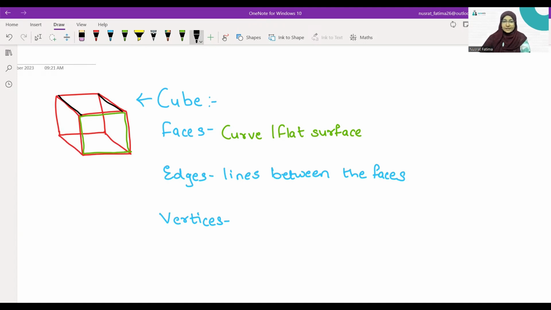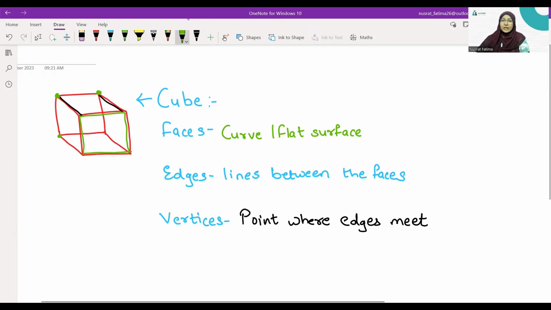Now, what is a vertex? What are vertices? If there is one, we say vertex, and if there are many, we say vertices. A vertex is a point where edges meet. So this is a vertex. This is also a vertex. This is also a vertex. So before you understand solids, it's very important that you understand these three basic terms of any given solid: a face, an edge, and a vertex.